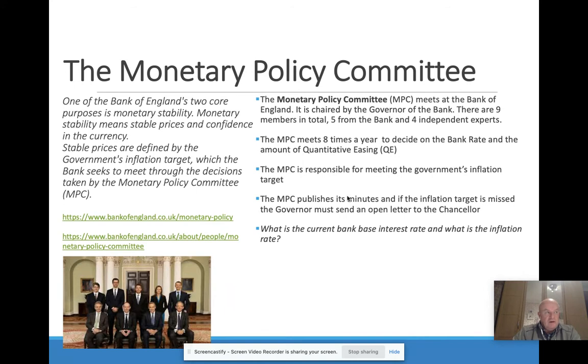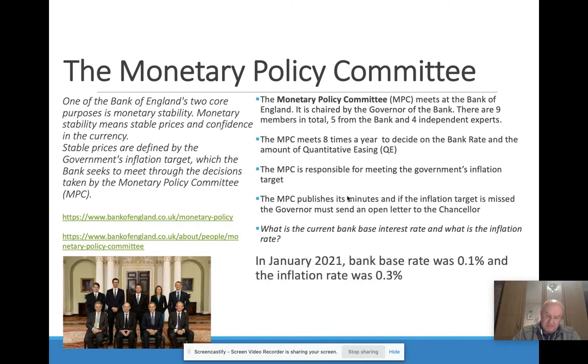Okay, so I'll give you a bit of time to go and search for that, or you might know already, but the actual answers to those questions are, based on this month, January 2021: the base bank rate was just 0.1%, and the inflation rate was only 0.3%. So the actual target, as you may know, is 2%. So our inflation rate is significantly below the target rate.